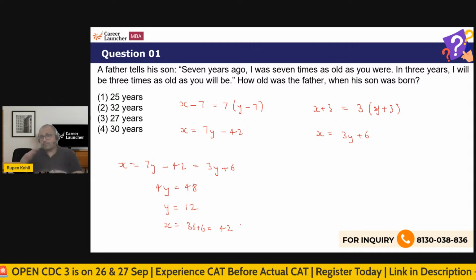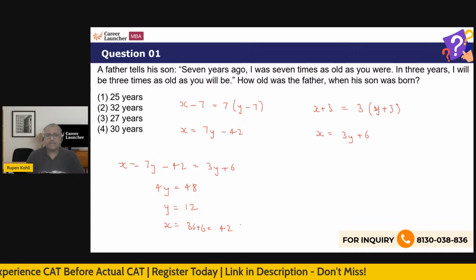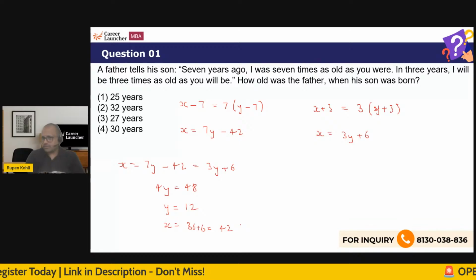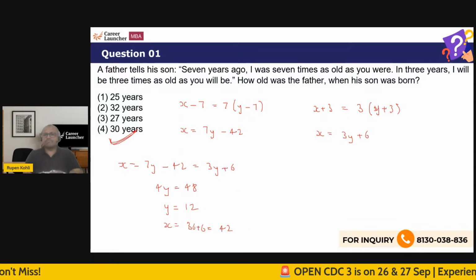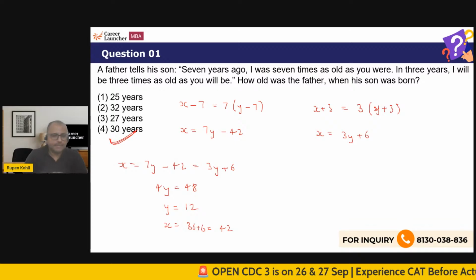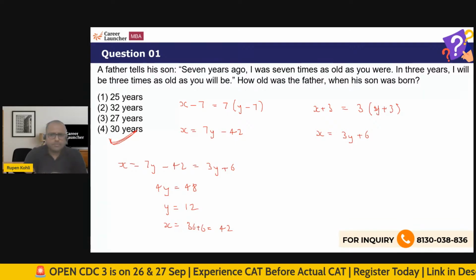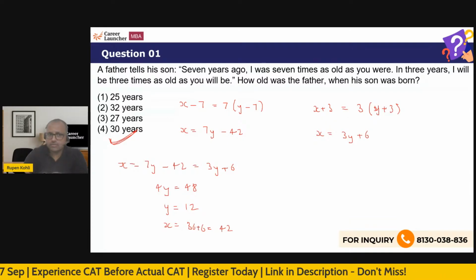So we are going back 12 years in the past, right? So 12 years ago, son was born and father was 42 minus 12, which is 30. The age gap basically between the father and the son, right? So this was just a simple routine word problem. Create the equations on the information and solve it, right?